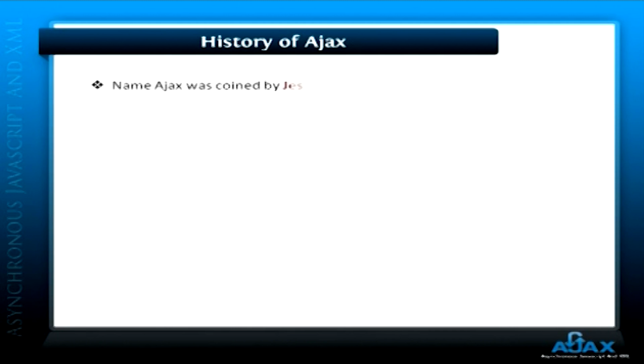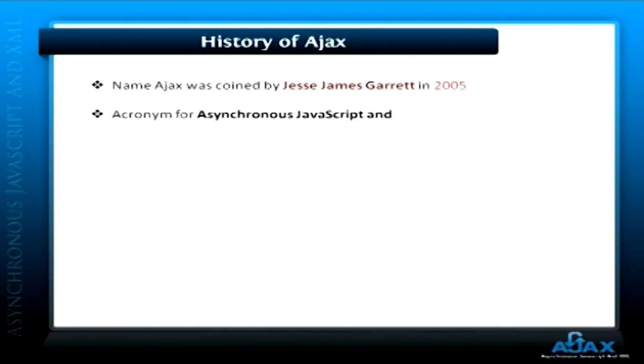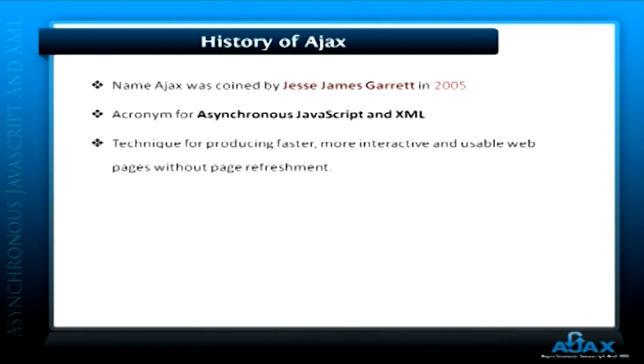The name Ajax was coined by Jesse James Garrett in 2005, and it is an acronym for Asynchronous JavaScript and XML. But rather than defining it by its acronym, it would be much better if we call it a technique for producing faster, more interactive and usable web pages without page refreshment.